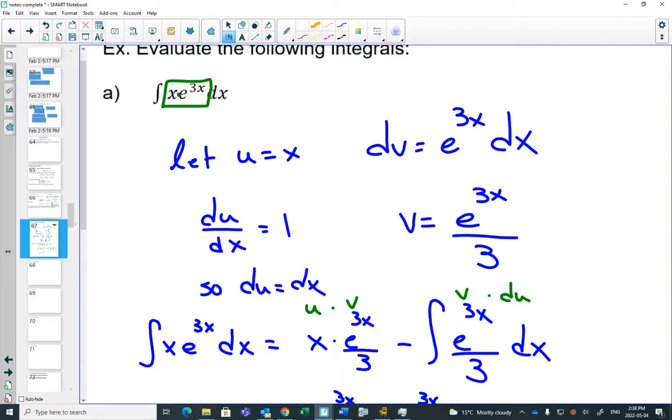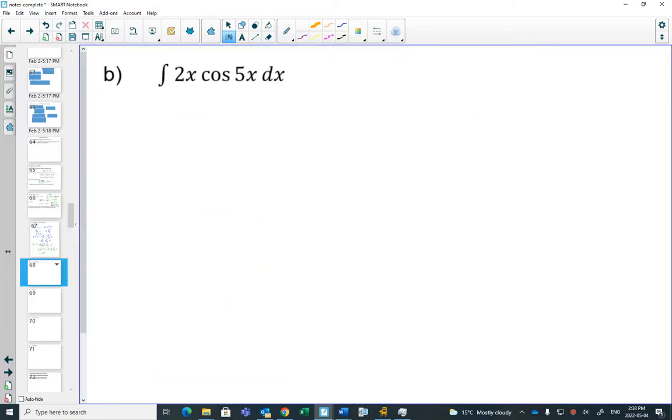So here's our second example. I notice I have a product right there, 2x and cos 5x. No, this is a good thing because now we have a way of solving it. I don't see, like the derivative of cos is sine, but there's no sine present. This looks like for sure it can't be an integration by substitution. We're going to need to use integration by parts.